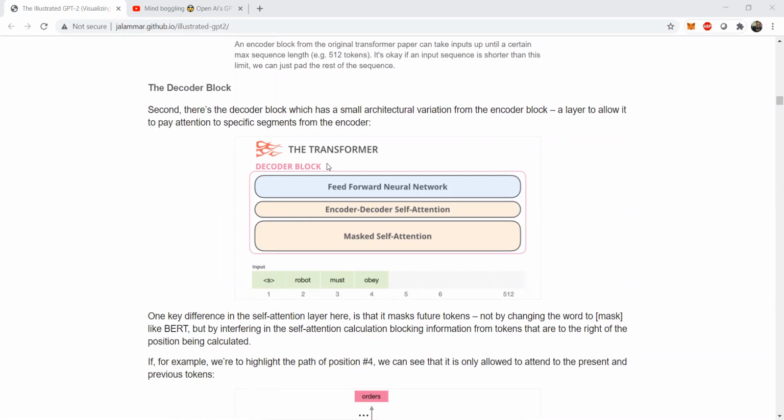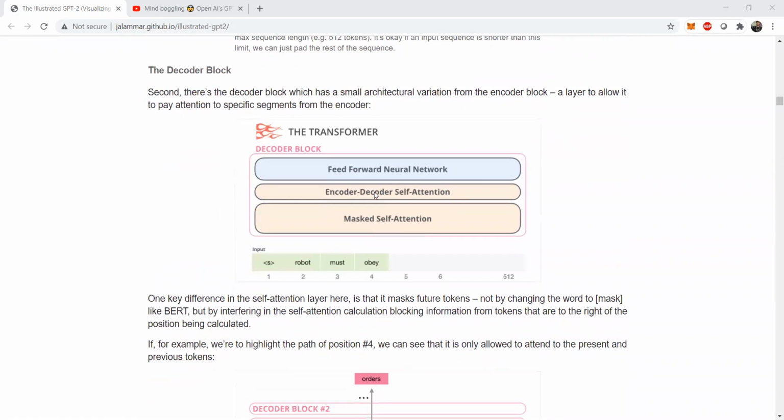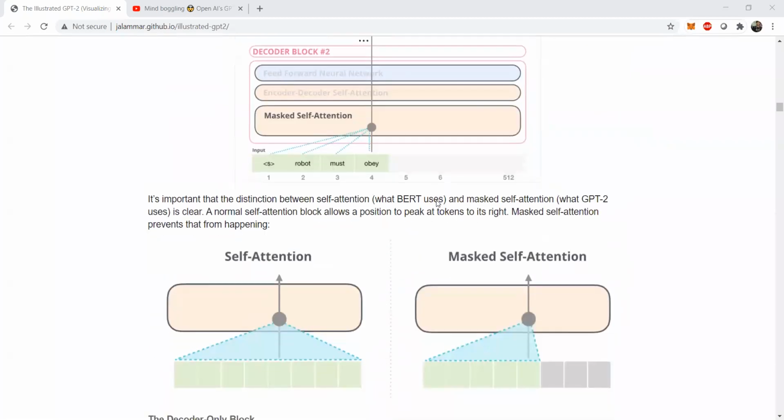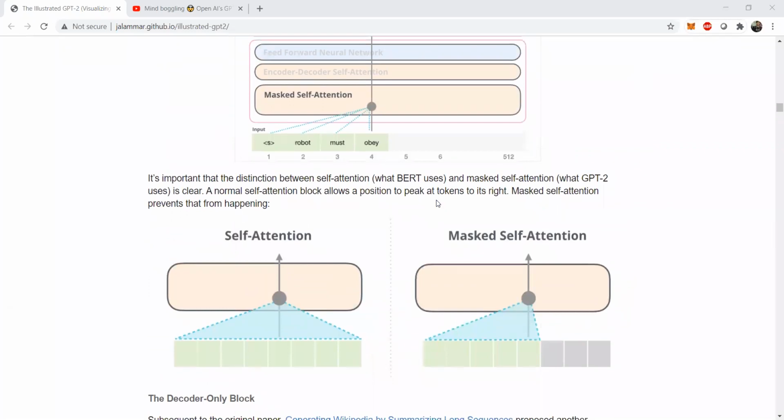The GPT transformer has only the masked self-attention, the encoder-decoder self-attention, and the feed-forward neural network. There may be layer normalizations in between them, but this is the core architecture. Just like I mentioned, the masked self-attention is very aptly denoted in this figure here, right?